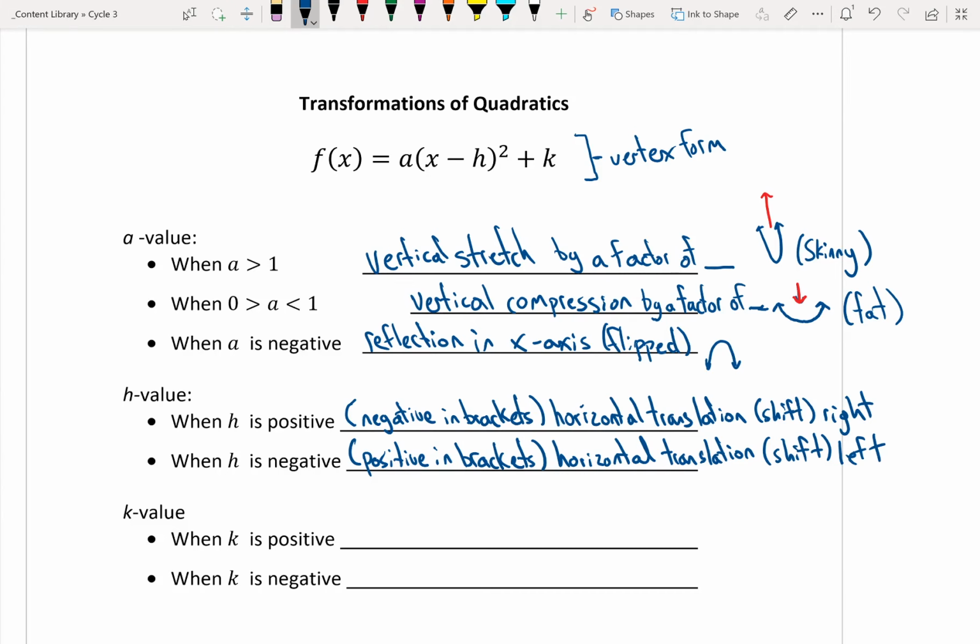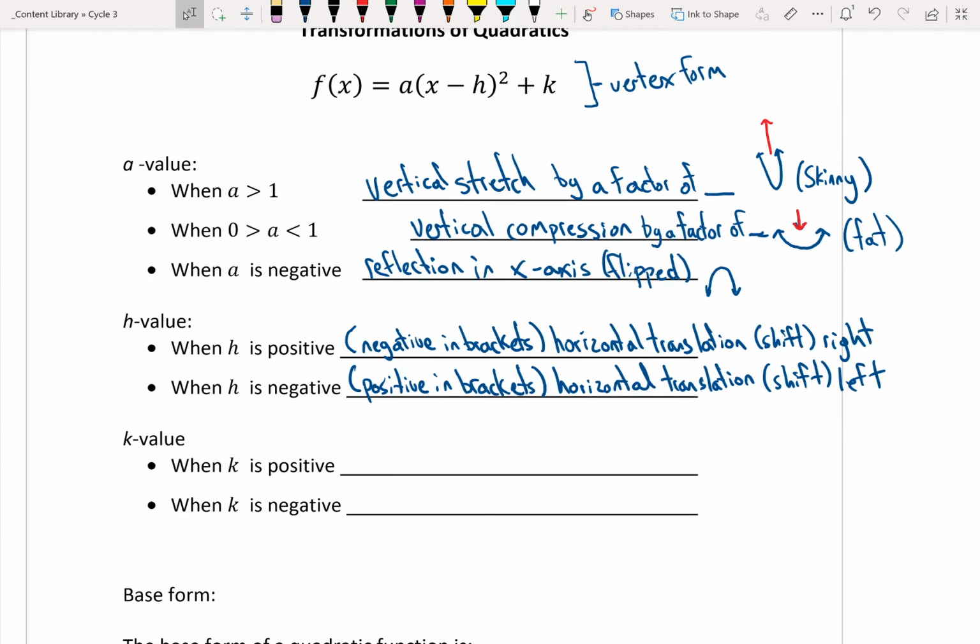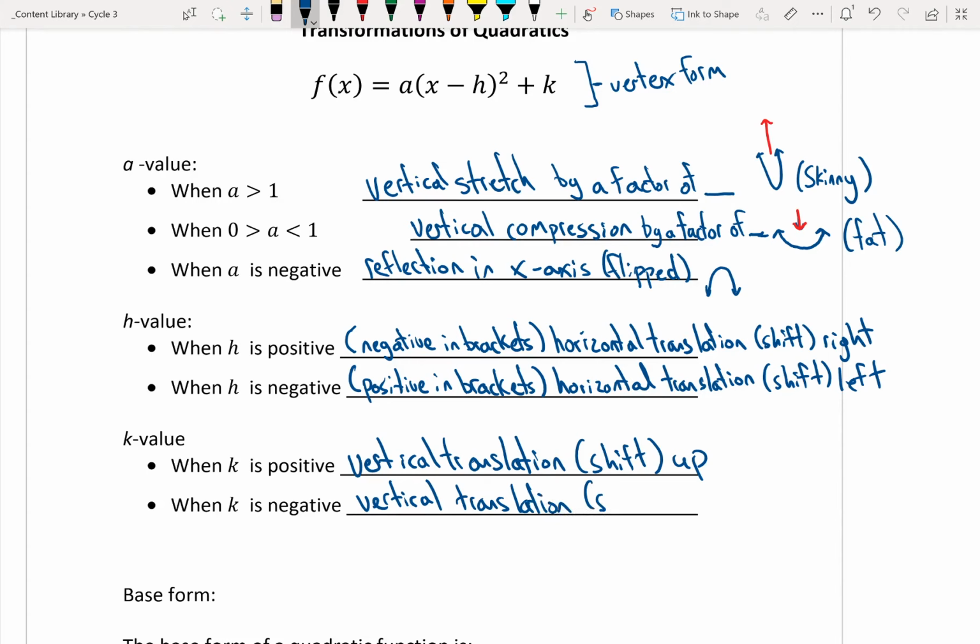And our k value, our last value on the outside, if k is positive, we have what we call a vertical translation, or again, shift, and it goes up. So vertical translation up. Basically we're moving it up and down. And when k is negative, again, just the opposite, vertical translation or vertical shift down. So basically we move our parabola down.